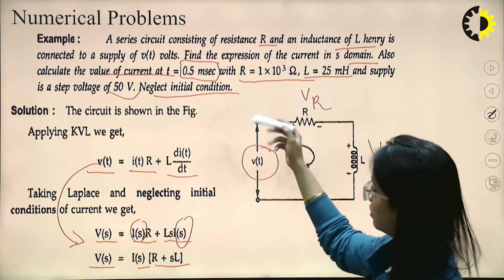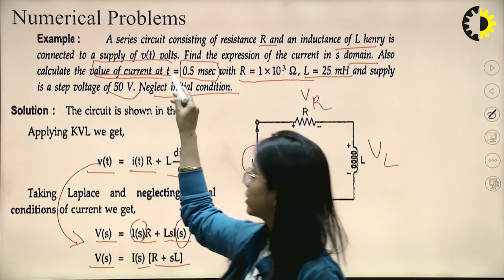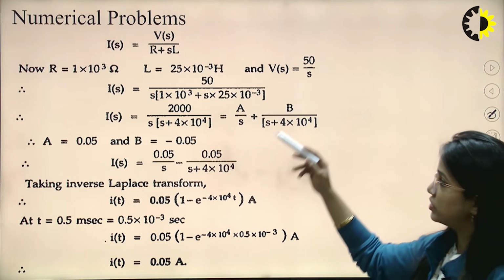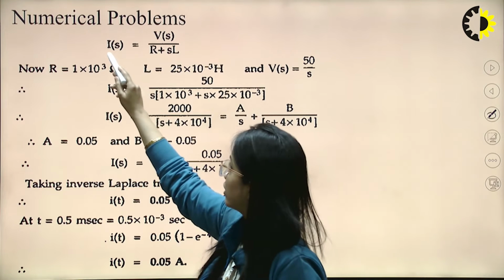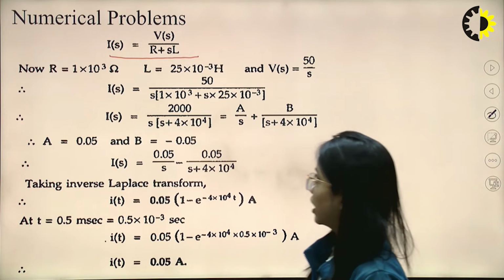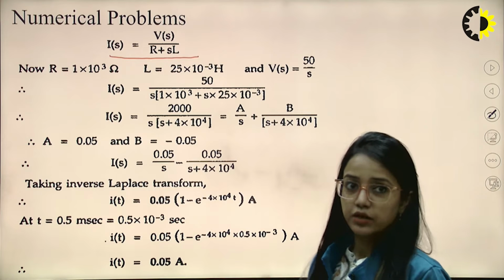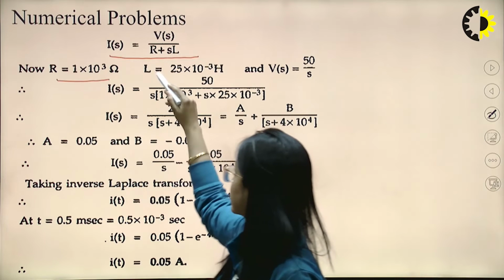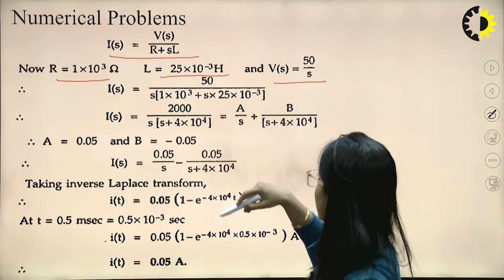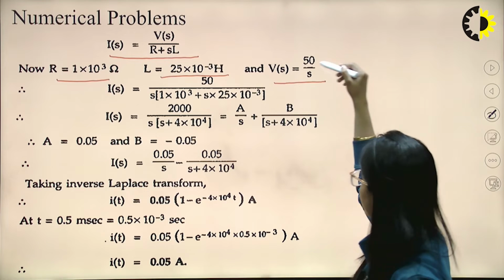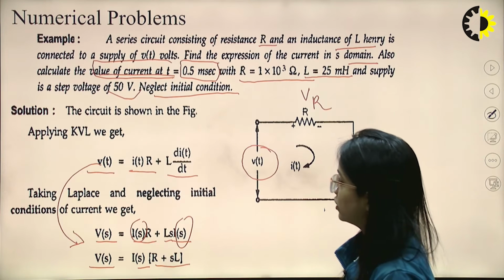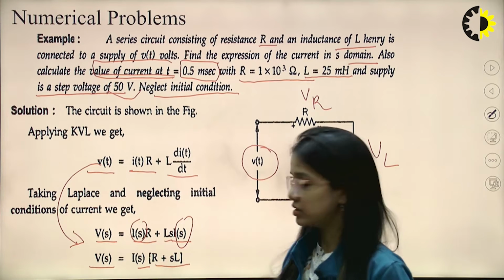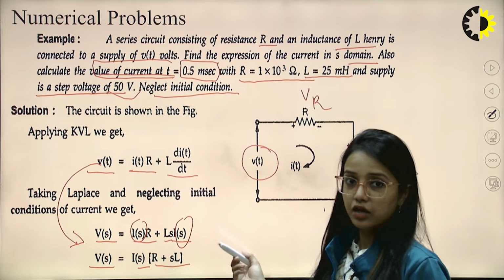In this numerical we need to calculate the value of current at t equals 0.5 milliseconds. So from the previous relation we have I of S equals Vs upon R plus SL. We have the value of resistance, inductance, and voltage Vs as 50 by S. How are we doing this? It is a step voltage, so we are actually considering a step signal.